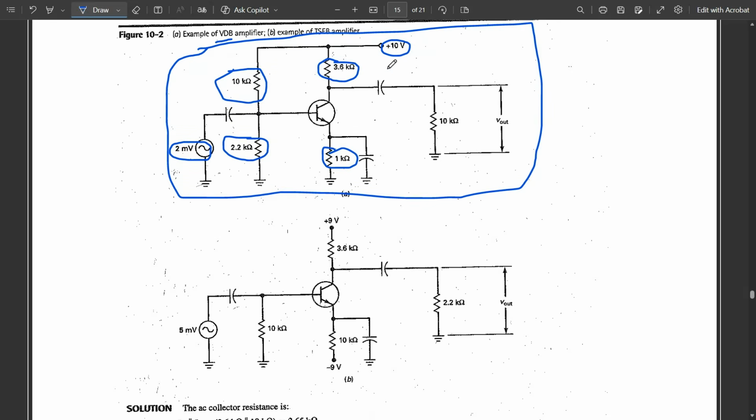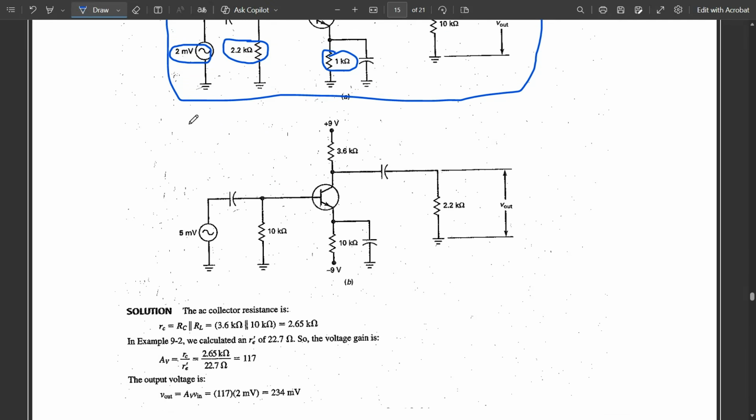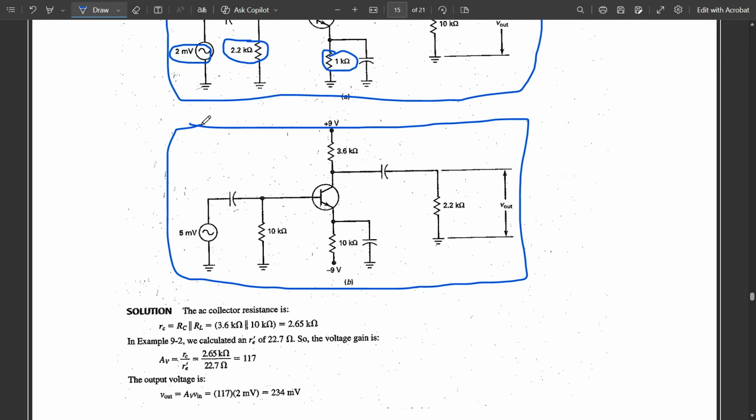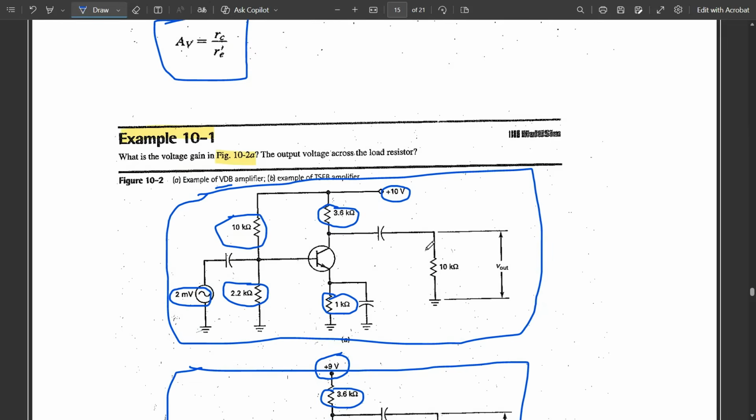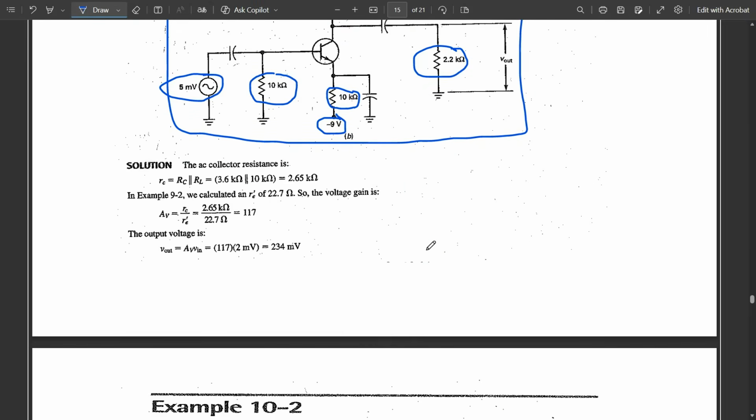This is for the VDB amplifier. One more example is given for the two supply emitter bias amplifier, the TSEB amplifier. Here they have given VCC of 9 volt, and VEE, the second power supply, of minus 9 volt. V in is 5 millivolt, RB is 10 kilo ohm, RC is 3.6 kilo ohm, RE is 10 kilo ohm, and the load resistance RL is 2.2 kilo ohm. Let us find now.